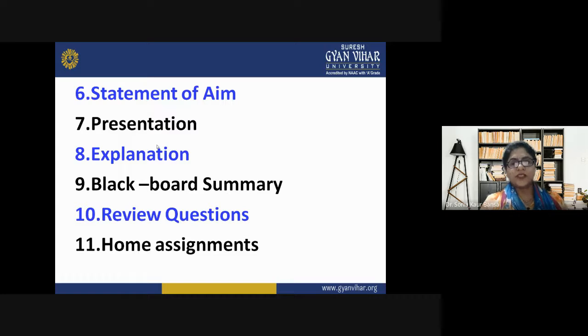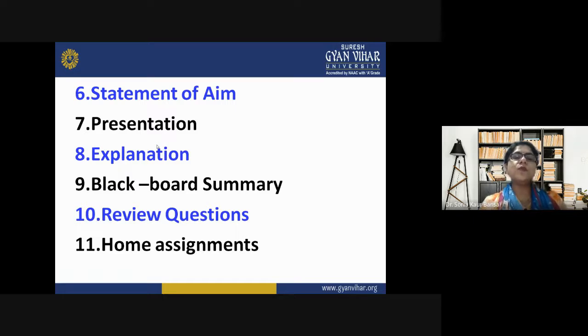Then review questions. Whatever the content you have given, you are reviewing it in the form of evaluation. An evaluation can be of two types, oral or written. After teaching your content, you are asking a few questions to your students, and those can be your review questions. And these questions may be asked in the form of oral expressions or maybe in written expressions. So this is how the Herbartian lesson plan works in a very systematic and step-by-step process.